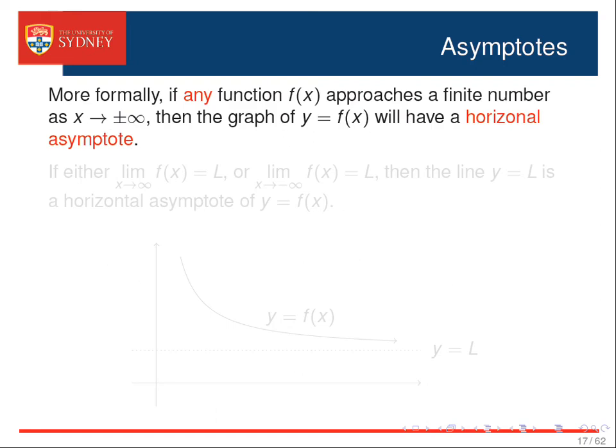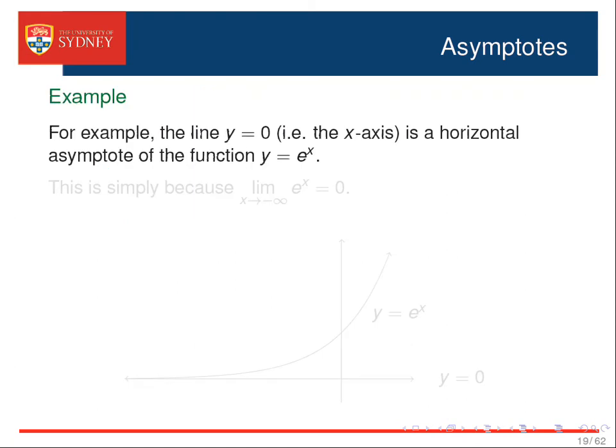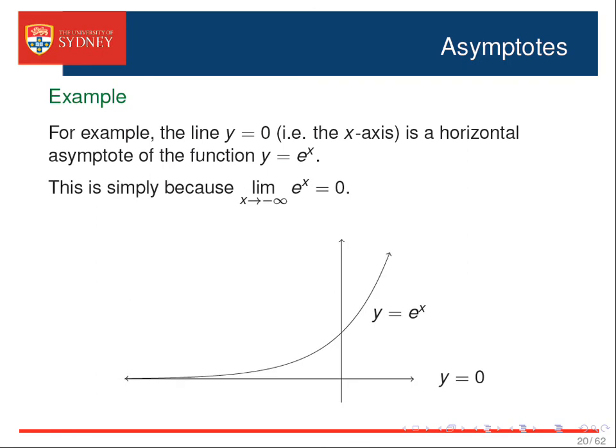The formal definition of an asymptote looks a bit scary, but it's not too bad. If a function f of x approaches some finite number L as x tends towards infinity or to negative infinity, the graph of y equals f of x has a horizontal asymptote. This picture gives a good idea of what's going on. As does this example. The line y equals 0 is a horizontal asymptote for the exponential function y equals e to the x, since as x tends to negative infinity, e to the x tends to 0. Of course, e to the x is neither a polynomial nor a rational function.